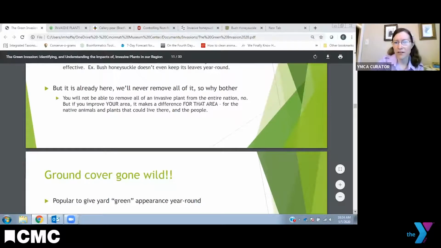Okay, but it's already here. We'll never remove all of it, so why should we bother removing it from my yard? Of course, you're never going to remove all of an invasive plant from the entire nation. You are not physically capable of doing that, and that's okay. If you can improve your area, you've made a difference for that area, for the birds and animals and the wildflowers and other plants that could live there if you did this, and for the people that are in the surrounding area.